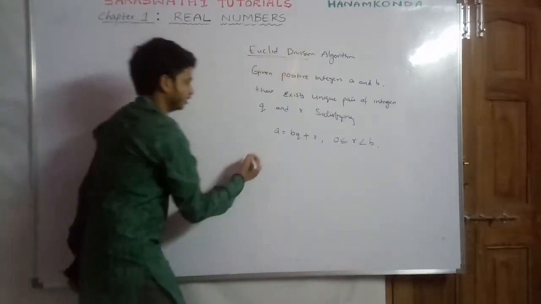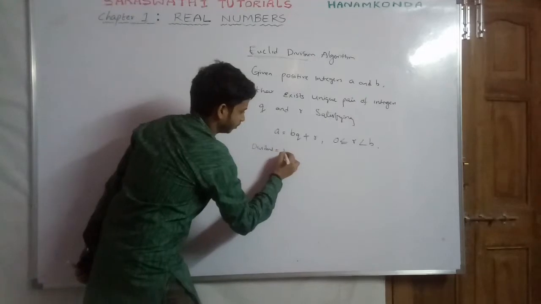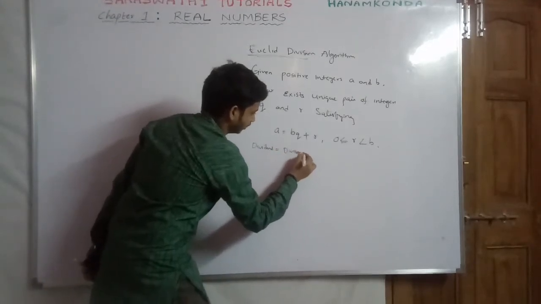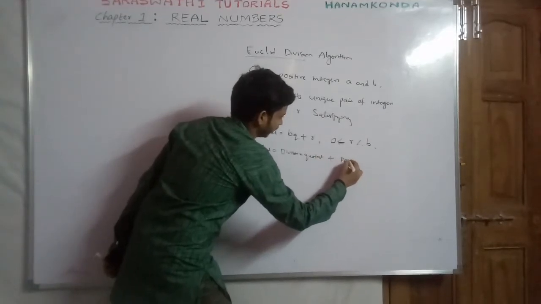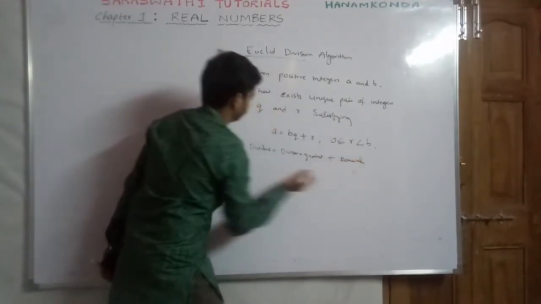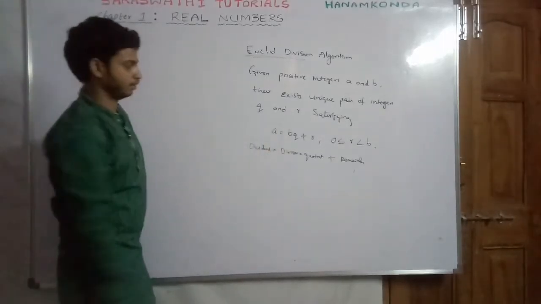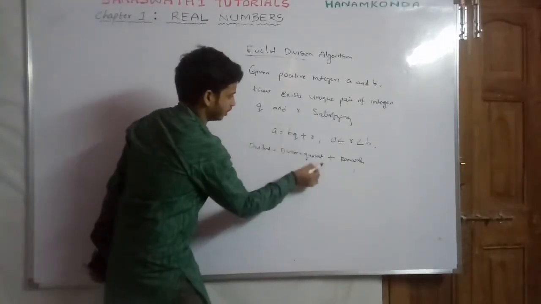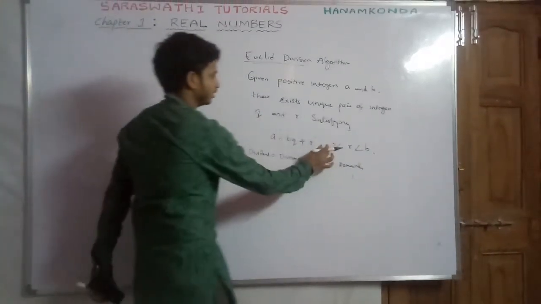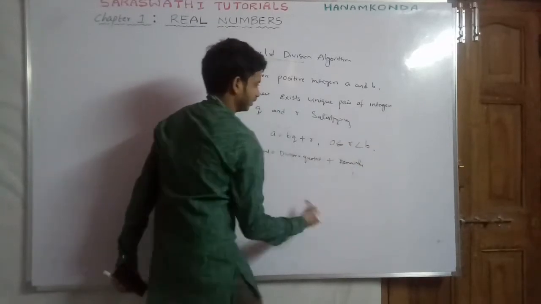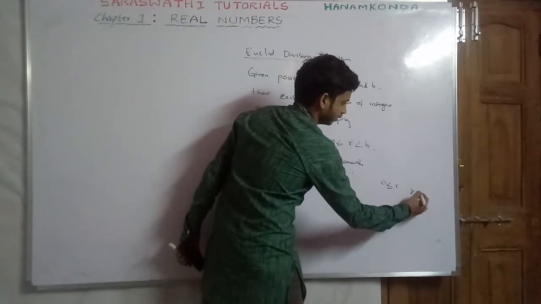So we know the division algorithm is dividend equal to divisor into quotient plus remainder. So here a is the dividend, b is the divisor, and q is the quotient, r is the remainder. So the condition is 0 less than or equal to r, and r less than b.